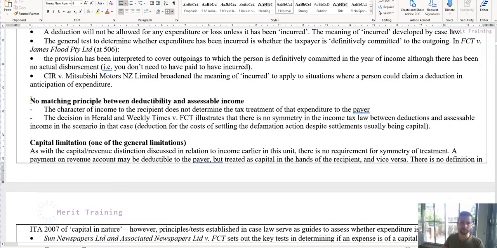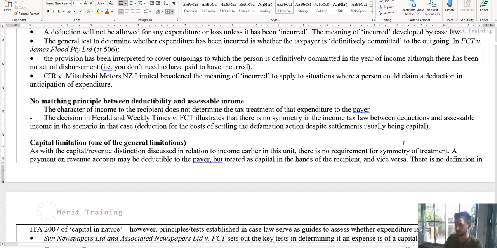Okay, next concept is no matching principle between deductibility and assessable income. So the character of income to the recipient does not determine the tax treatment of that expenditure to the payer. For example, we talked about an example of this before, if the income is business income or just assessable income, the deduction doesn't have to be deductible, right?